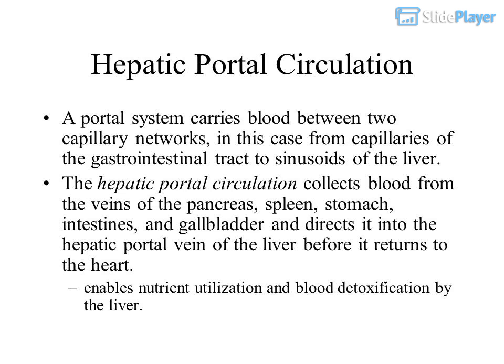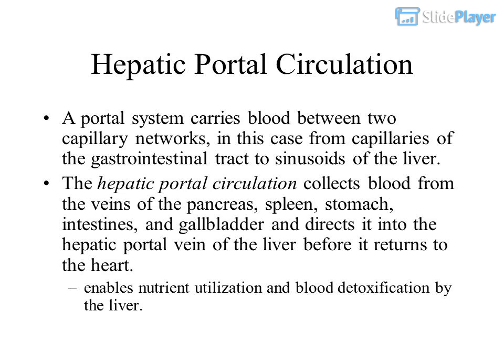Hepatic portal circulation. A portal system carries blood between two capillary networks, in this case from capillaries of the gastrointestinal tract to sinusoids of the liver. The hepatic portal circulation collects blood from the veins of the pancreas, spleen, stomach, intestines, and gallbladder and directs it into the hepatic portal vein of the liver before it returns to the heart.